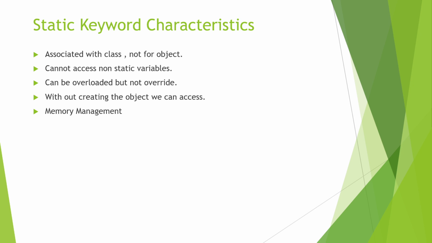That's the same point. Next, memory management. This is one of the major things about the static keyword. Whenever we declare something static, it shares a common variable, a common space, so common memory we can say. No matter how many objects you create for a class, they share the same memory with the static variable or static method. So memory is used efficiently if we use the static keyword.